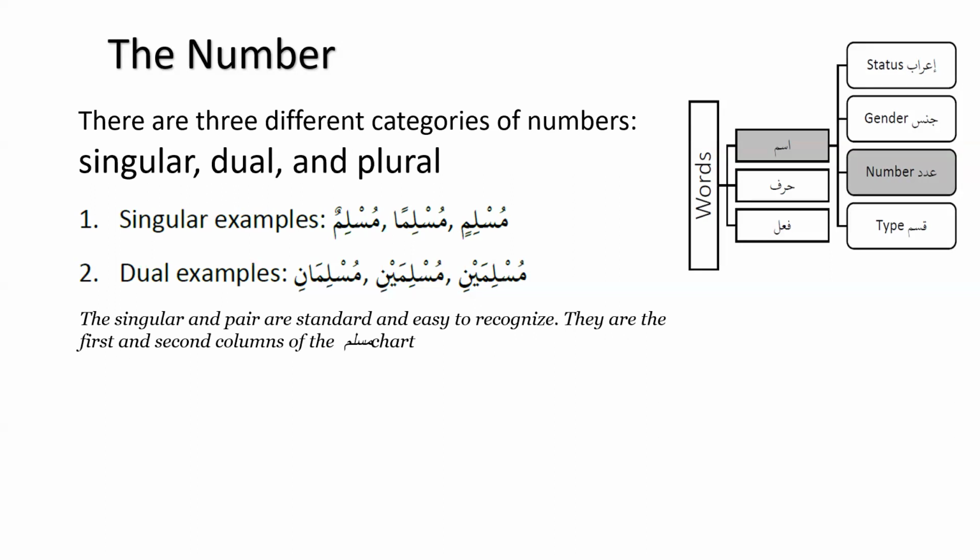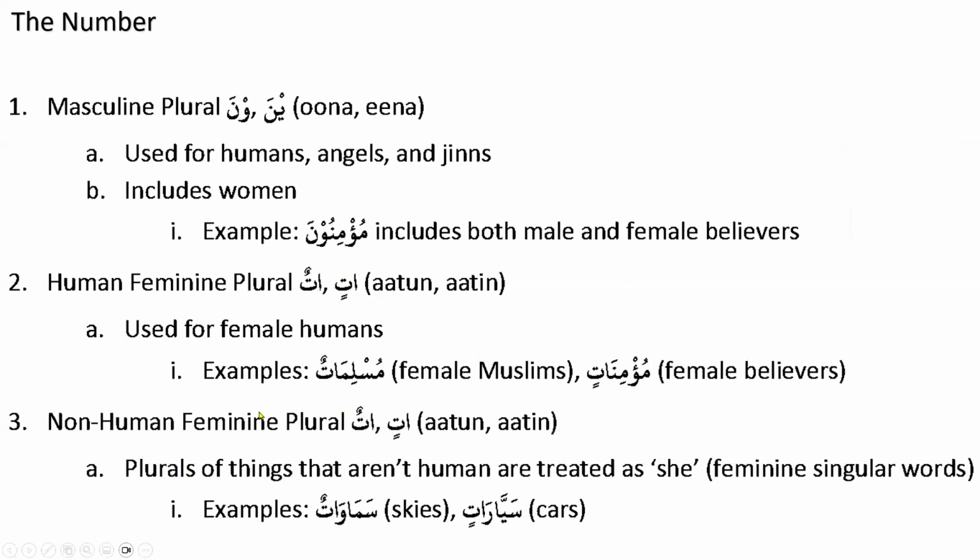Simple as that. But the plural has some other categories, and there are six kinds of plural. Just like we have six kinds of feminine category, we have six kinds of plurals. Let's look at them. And out of the six, three you already know.